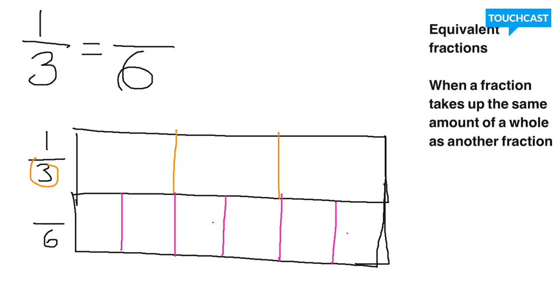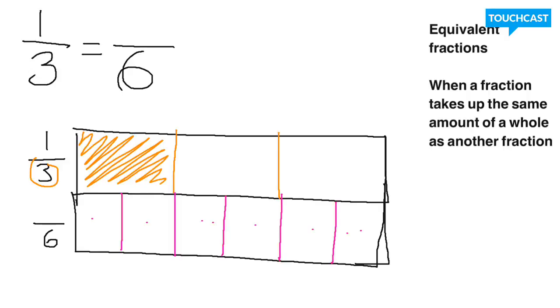So let's count how many pieces we have. 1, 2, 3, 4, 5, 6. Excellent. That was easy. We have 6 equal pieces. Now let's go back to the third. I forgot something crucial. I need to shade in 1 out of those 3 parts. So let me shade in 1 out of those 3 parts.